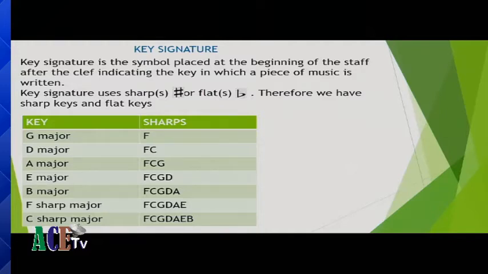Now you see the table below is indicating the table of the sharp keys. Your sharp keys start with the key that has only one sharp, then the key that has two sharps, three sharps, four sharps, five sharps, six sharps, and seven sharps. The first key is known as G major. G major has only one sharp.